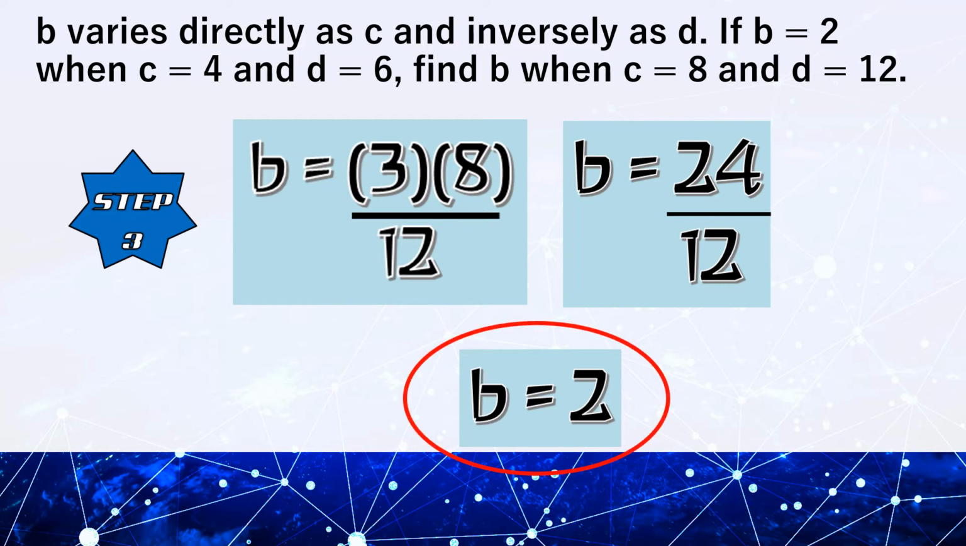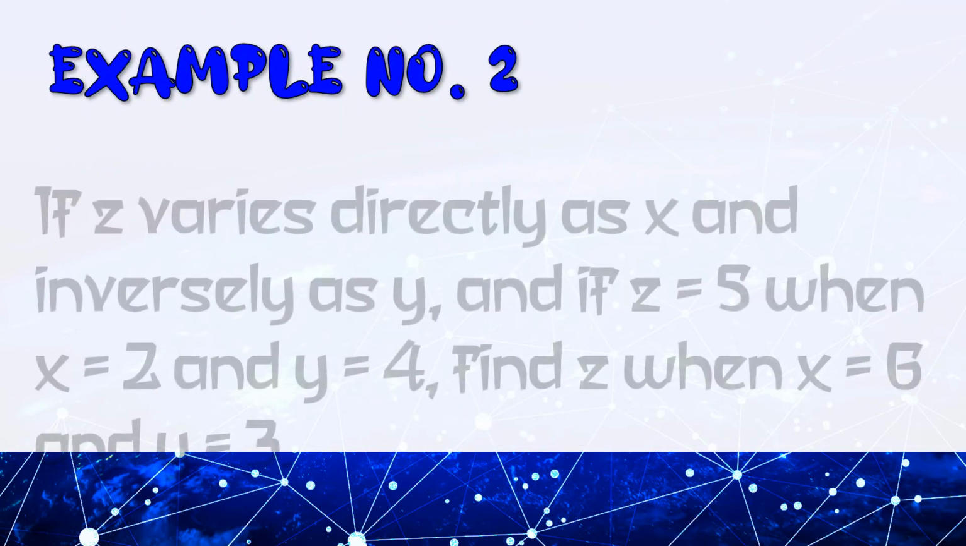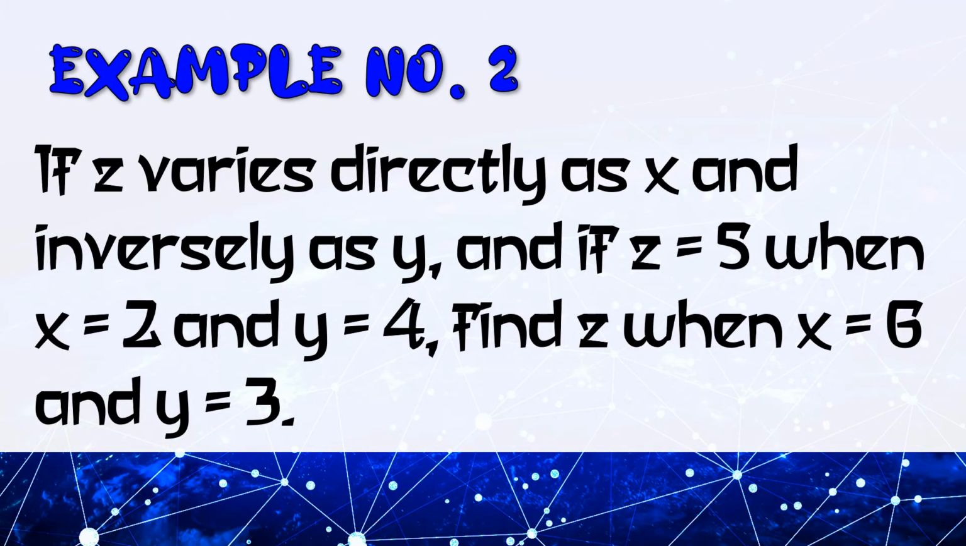It is very easy as long as you have mastered direct variation and inverse variation as well as the joint variation. Another example, we have if Z varies directly as X and inversely as Y, and if Z equals 5 when X equals 2 and Y equals 4, find Z when X equals 6 and Y equals 3.